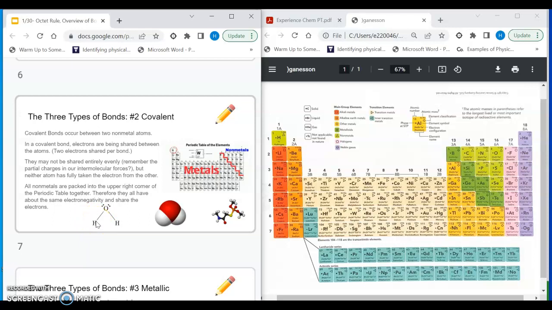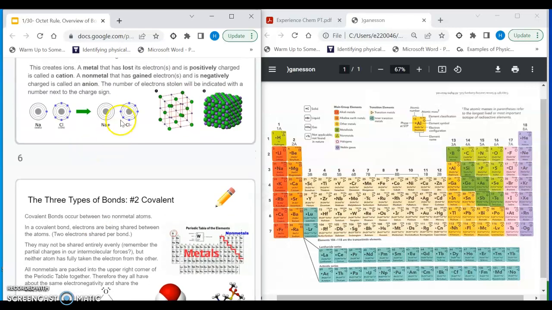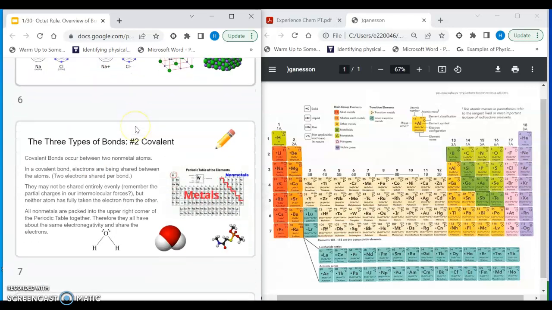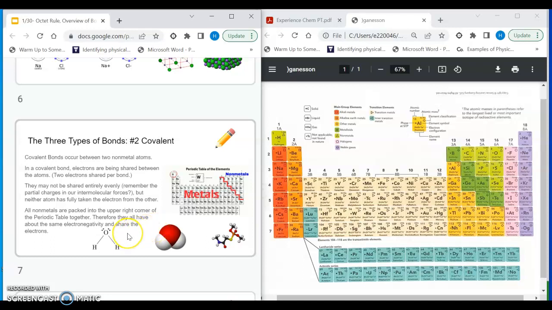So there's not a full charge like we saw up here where it says plus and minus. There's a partial region of higher electron density. Because all the nonmetals are packed into this region, they're closer in electronegativity, and so that's why neither is strong enough to pull it away from the other.